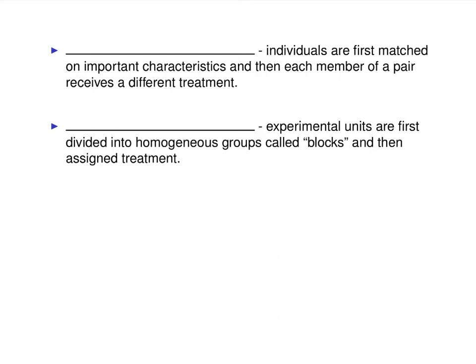So something called the matched pair design is where individuals are first matched on important characteristics, and then each member of a pair receives different treatment. So, for example, people might be matched on age. And that could account for the fact that age could be a potential confounding variable. And then the last one is called block design. So experimental units are first divided into homogeneous groups called blocks and then assigned treatment.